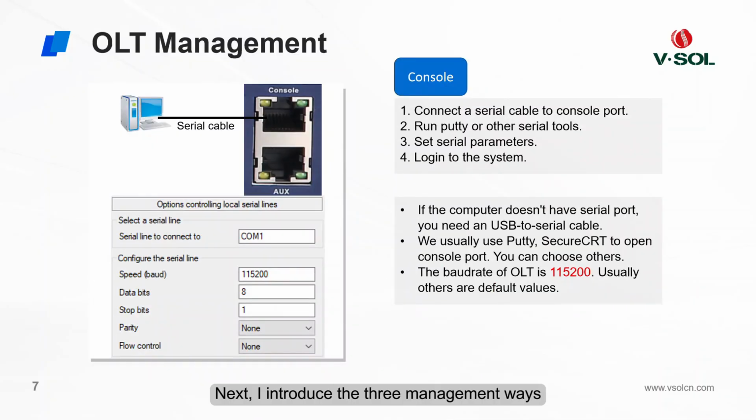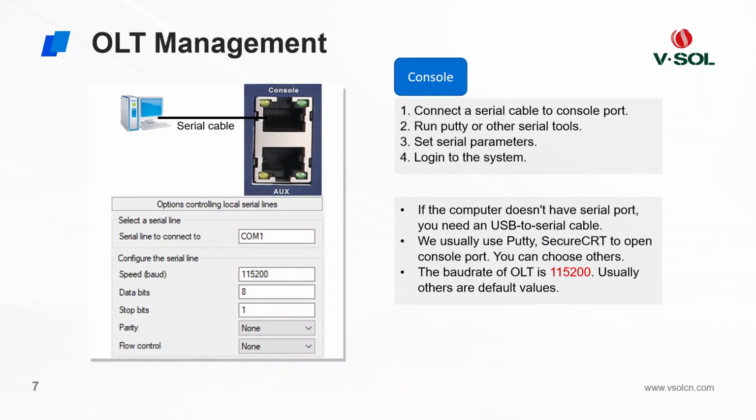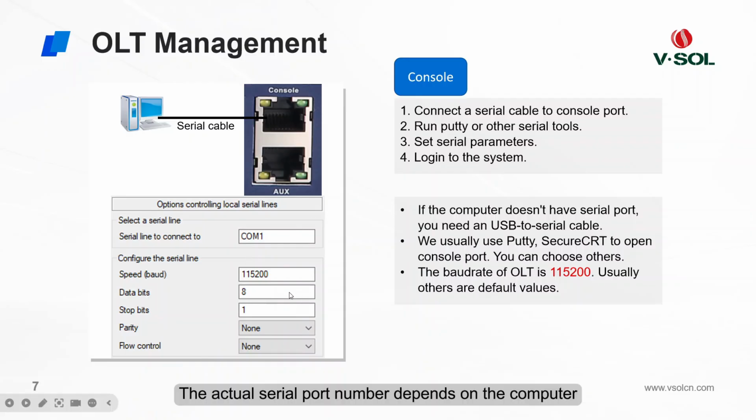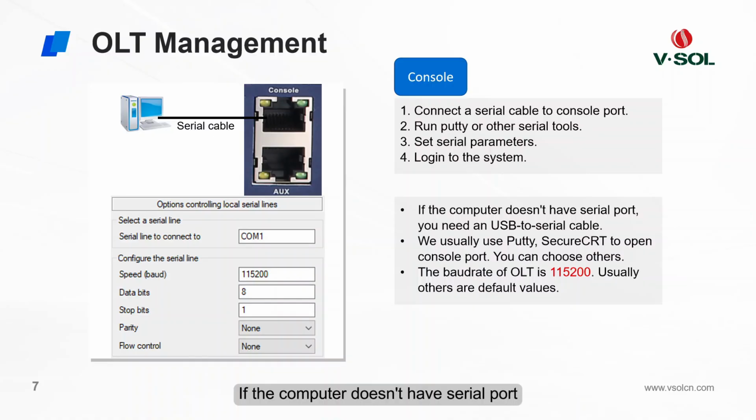Next, I introduce the 3 management ways. Firstly, manage by console. Connect a serial cable to the console port, run PuTTY or other serial port tools, and set the parameters. The parameters of serial port are shown in this picture. The actual serial port number depends on the computer. You can query in Device Manager of the computer. If the computer doesn't have serial port, you need a USB to serial cable.